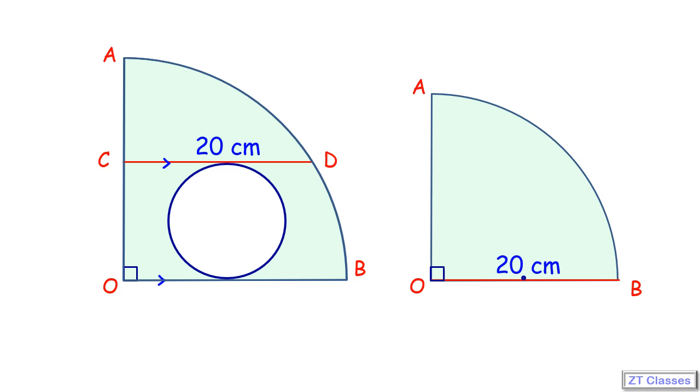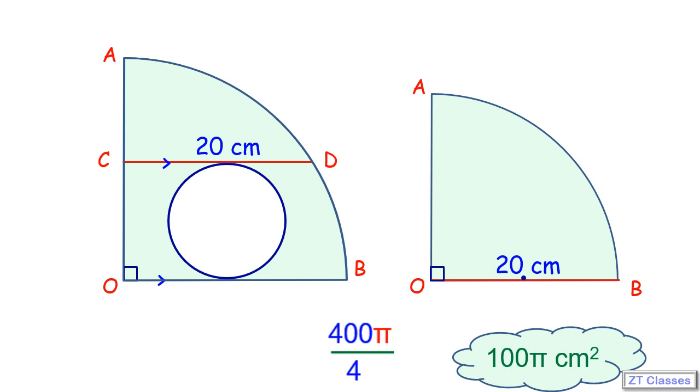Reducing the inner circle further, we'll see the inner circle will at one point become a point and CD will overlap on the radius OB, and thus the radius of bigger circle will become 20 centimeter and the area of shaded region will be the same as the area of quadrant. In this case, the area will be 1/4 of pi into 20 square or 400 pi by 4, and we'll get our answer as 100 pi centimeter square.